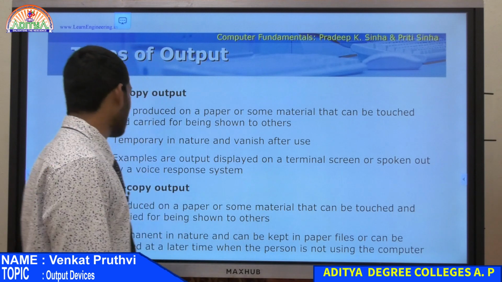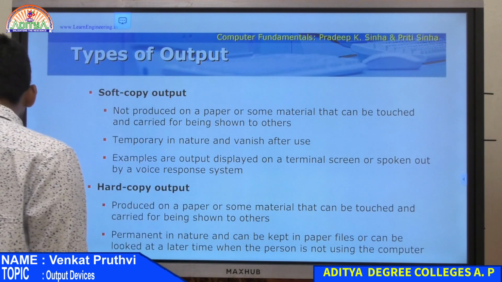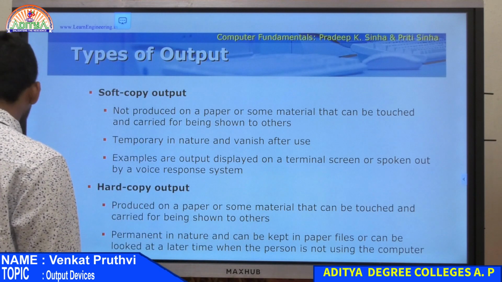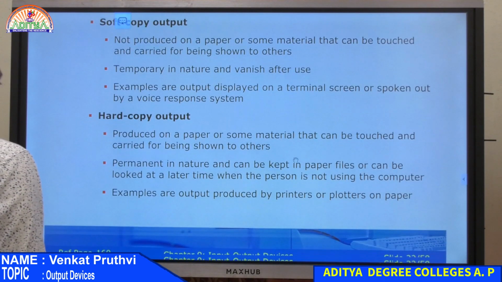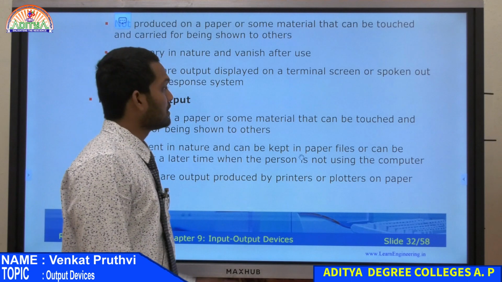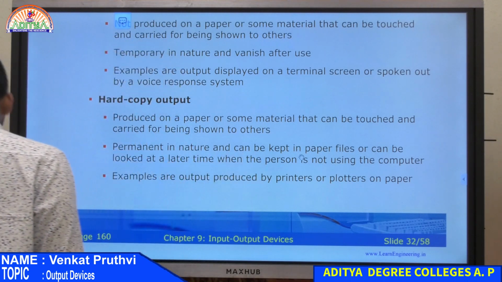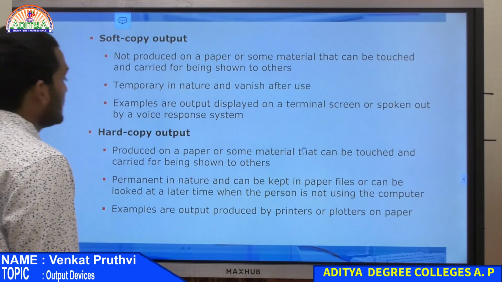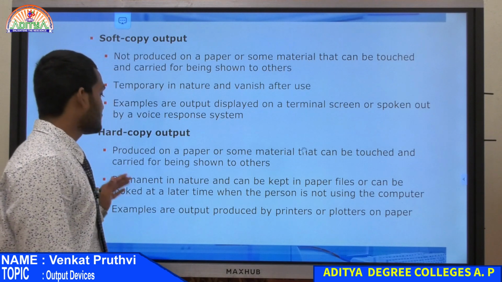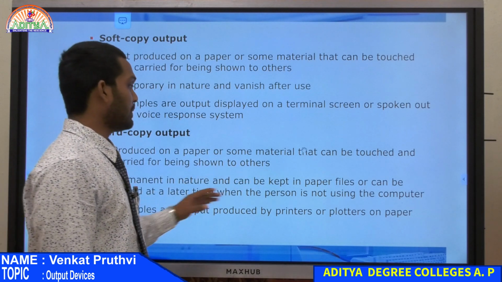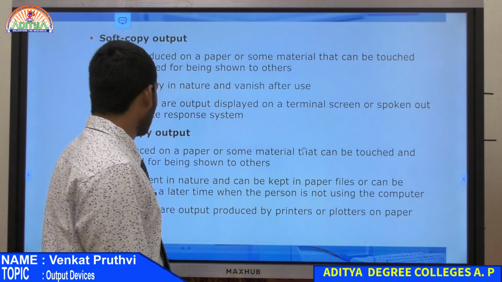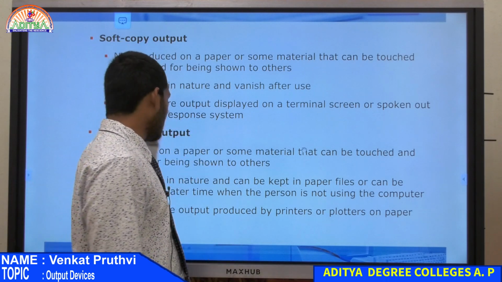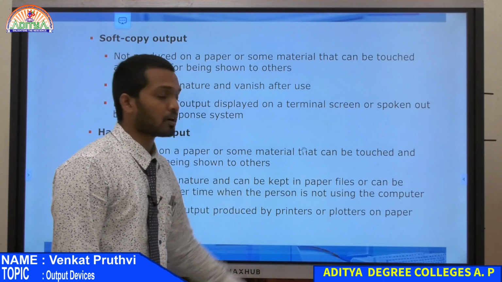Then we have the hard copy output. What do you mean by hard copy output? Hard copy output is produced on paper or some material that can be touched and carried for being shown to others. It is permanent in nature and can be kept in paper files or looked at at a later time when the person is not using the computer. Examples are output produced by printers and plotters on paper.